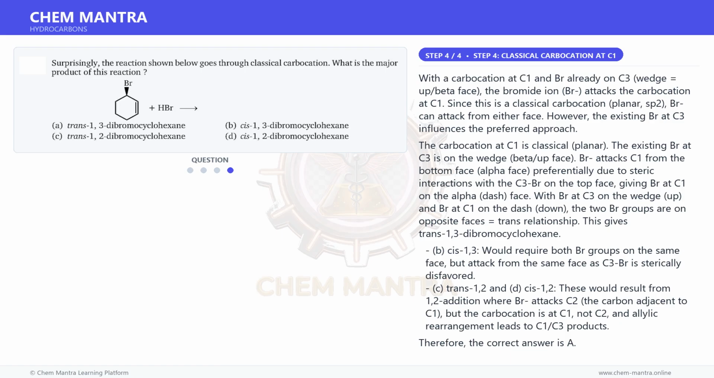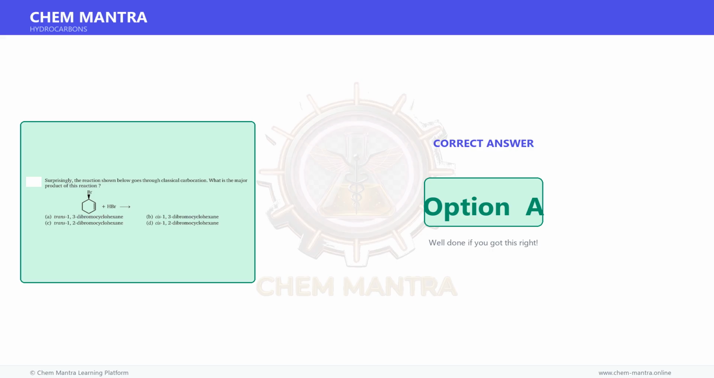B, cis-1,3, would require both Br groups on the same face, but attack from the same face as the C3 Br is sterically disfavored. C, trans-1,2, and D, cis-1,2, would result from 1,2 addition where Br attacks C2, the carbon adjacent to C1, but the carbocation is at C1, not C2, and allylic rearrangement leads to C1-C3 products. Therefore, the correct answer is A. Therefore, the correct answer is option A.